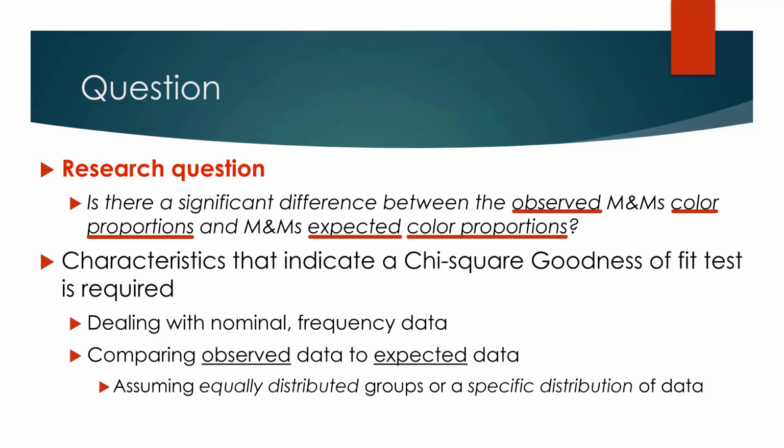Now, of course, when you're comparing observed to expected data, that's clearly a chi-square, and it's specifically going to indicate chi-square goodness of fit test, right? The test of independence chi-square, the research question is worded differently than this. Now, remember, the expectation is assuming equally distributed groups or assuming a specific distribution of data. So you just need to make sure that when you calculate your expected values, you do it according to which assumption you need to use moving forward.